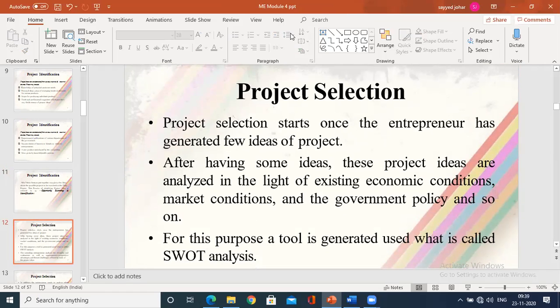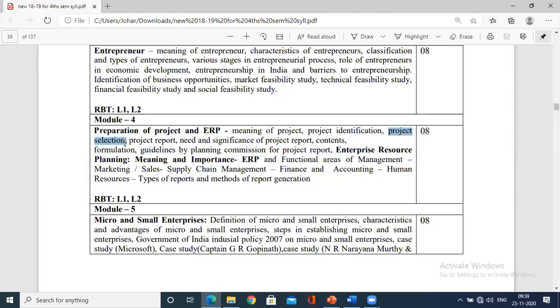So next is project selection. So project identification included so many things. This is all about the concept of project identification.